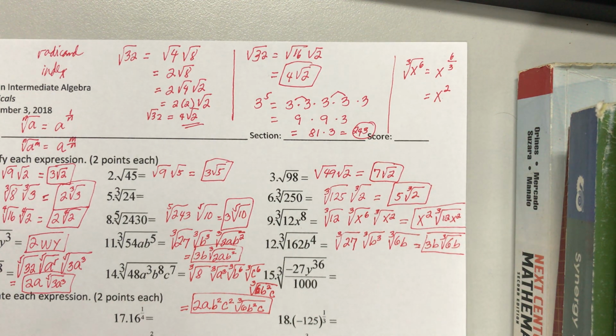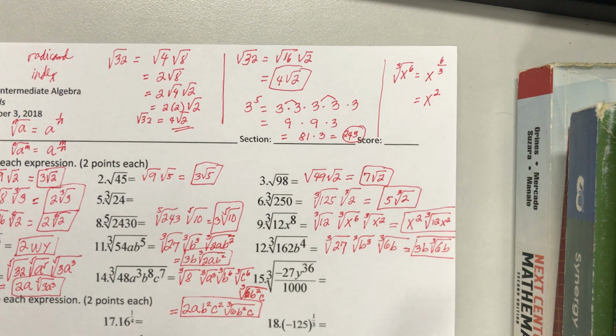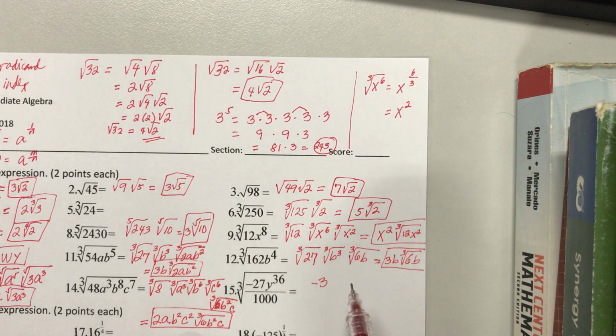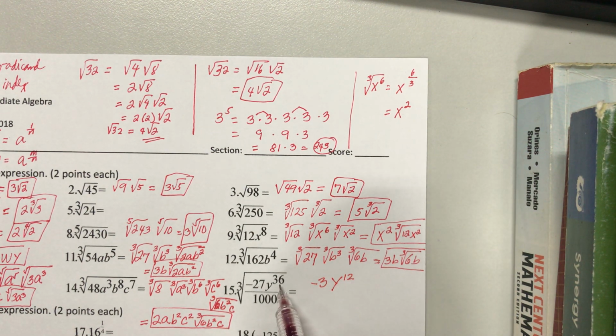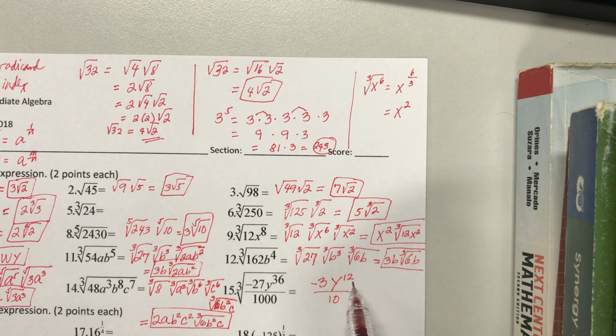Next, number 15, last. The cube root of negative 27y to the power of 36 over 1000. Is negative 27 a perfect cube? Yes. What is the cube root of negative 27? That's negative 3. Why? Since negative 3 multiplied by itself 3 times is negative 27. The cube root of y to the power of 36 is y to the power of 12, since 36 divided by 3 is equal to 12. Well, the cube root of 1000 is 10, since 1000 is also a perfect cube.